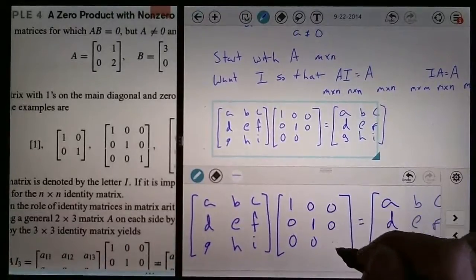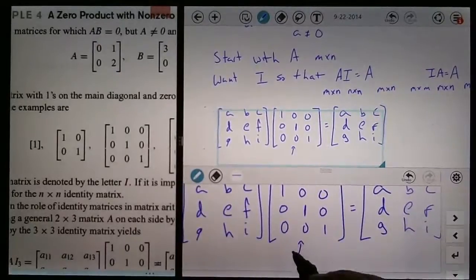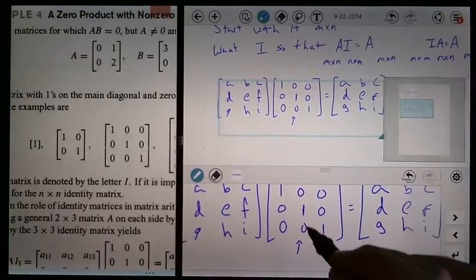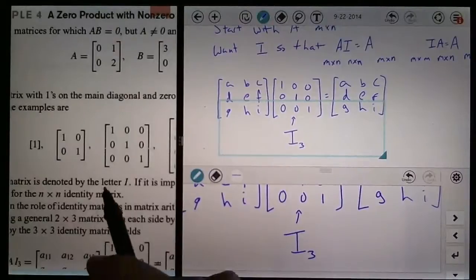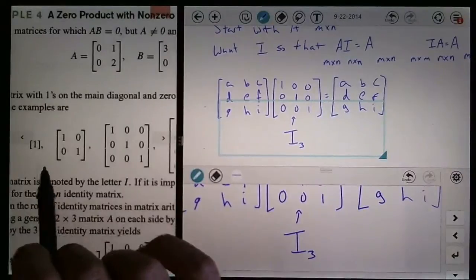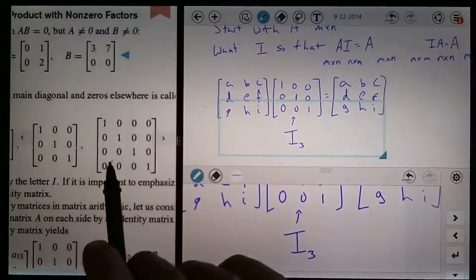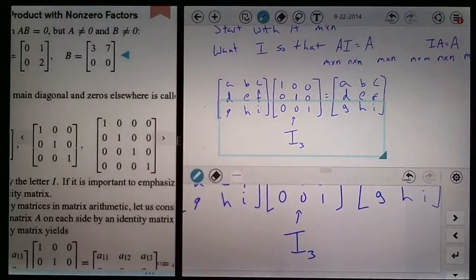And similarly, I want a 0, 0, 1 on the last one. This matrix right here is what's called an identity matrix. It's a 3 by 3 identity matrix, so I would call this I sub 3. For each value of n, you have an identity matrix. In fact, I've got the book opened up here. This would be the 1 by 1 identity matrix. It looks just like the number 1. This would be 2 by 2, 3 by 3, and the 4 by 4 identity matrix. Notice there's 1s on the diagonal and 0s everywhere else. Each of these is called an identity matrix.